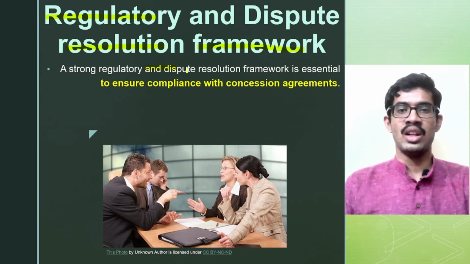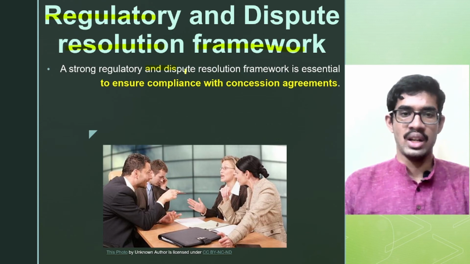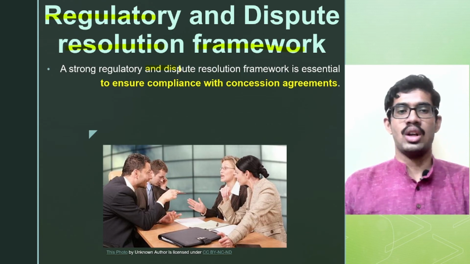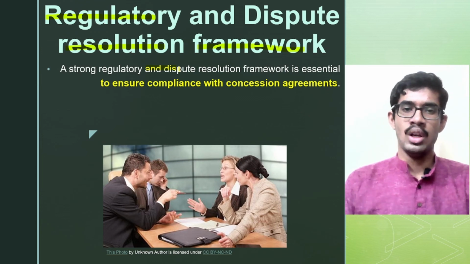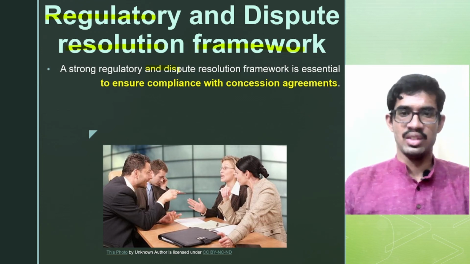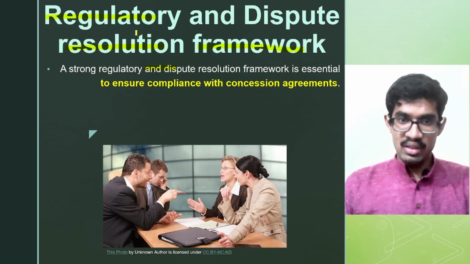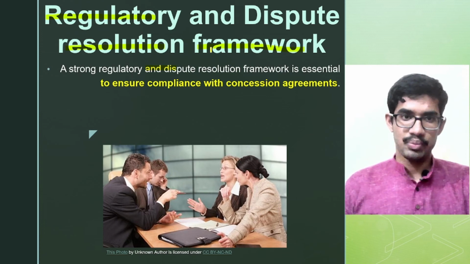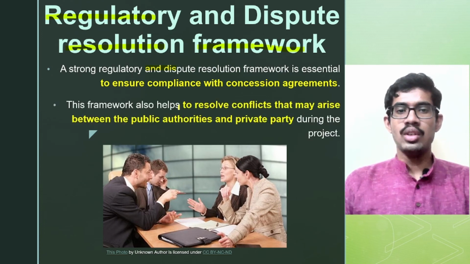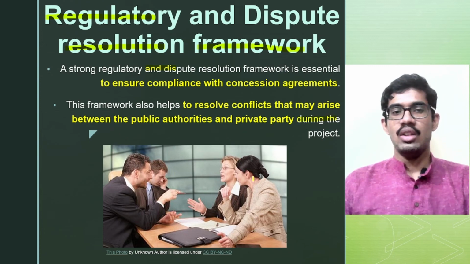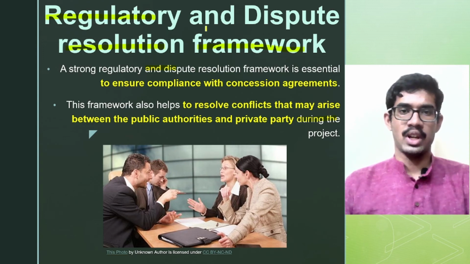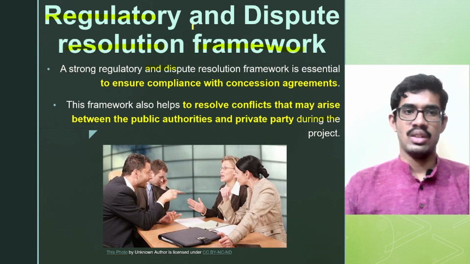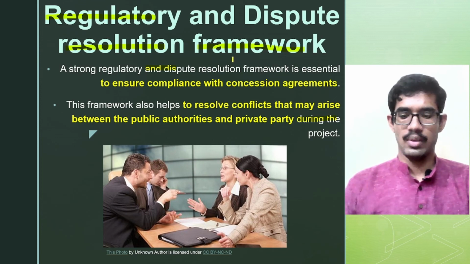Probably he wouldn't have got that much profit which he expected. So now he is asking for more, but the government is not ready to give it to him. In this case, somebody has to resolve this dispute. Hence, the regulatory and dispute resolution framework comes into the picture. This framework also helps to resolve the conflicts that may arise between public authorities and the private party during the project as well. So this was all I explained with respect to the eighth key implication, that is the regulatory and dispute resolution framework.